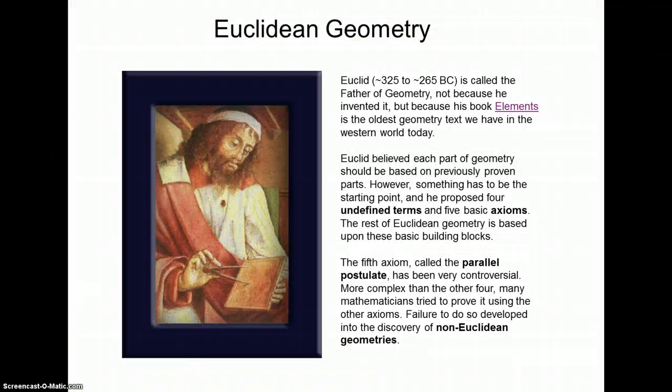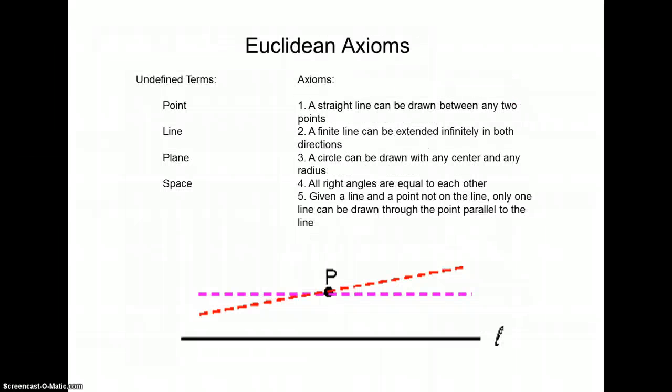Euclid believed that each part of geometry should be based on previously proven parts. However, we have to start somewhere. So he suggested 4 undefined terms and 5 basic axioms. Everything else in Euclidean geometry is based upon these 9 items. The 5th axiom, called the parallel postulate, has been very controversial. It's more complex than the other 4 axioms, and many mathematicians tried to prove it using the first 4. Failure to do so led to the discovery of non-Euclidean geometries.